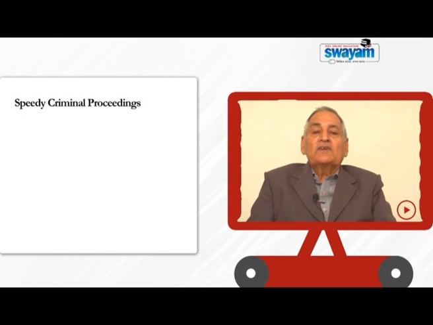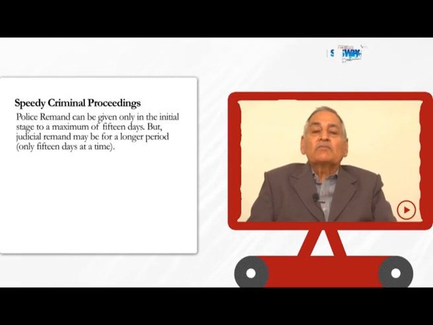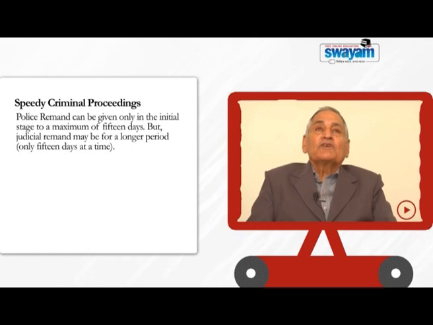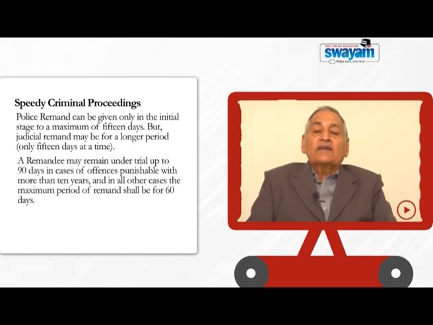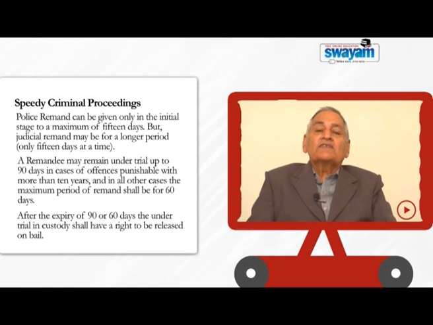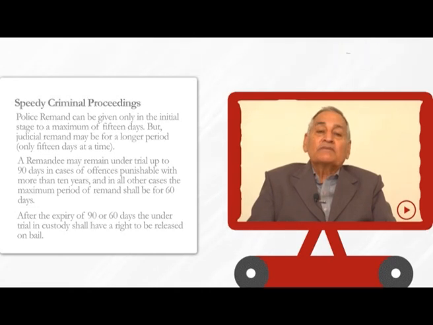The fourth issue on speedy criminal proceedings is that police remand can be given only in the initial stage, to a maximum of 15 days at a time. But judicial remand may be for a longer period, though only 15 days at a time. The fifth issue is that a remandee may remain under trial up to 90 days in cases of offences punishable with more than 10 years, and in all other cases the maximum period of remand shall be 60 days only. After the expiry of 90 or 60 days, the undertrial in custody shall have a right to be released on bail.